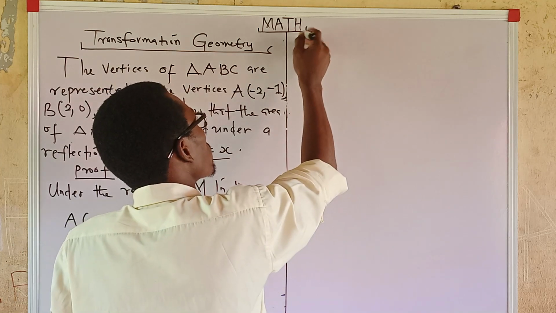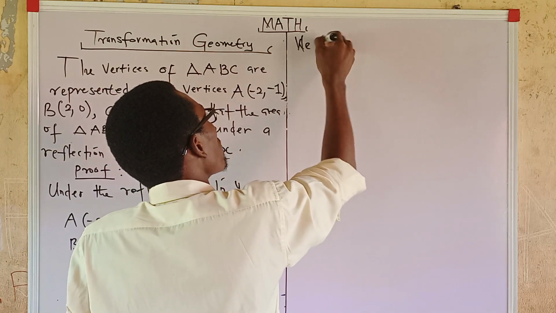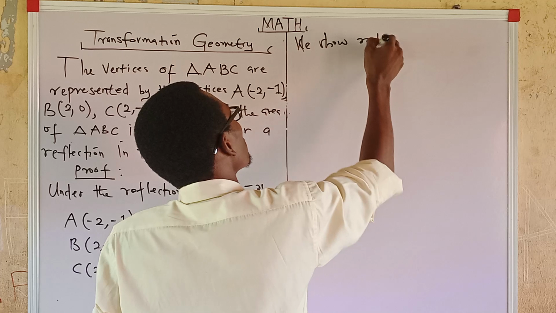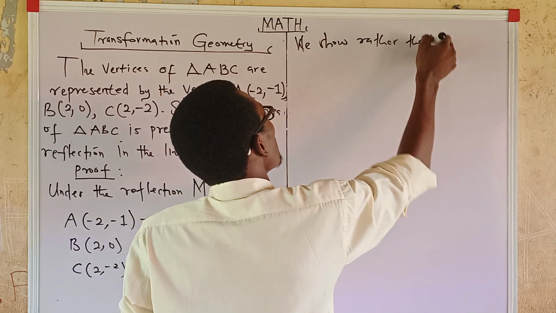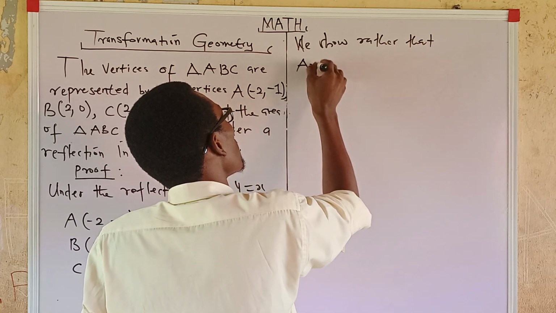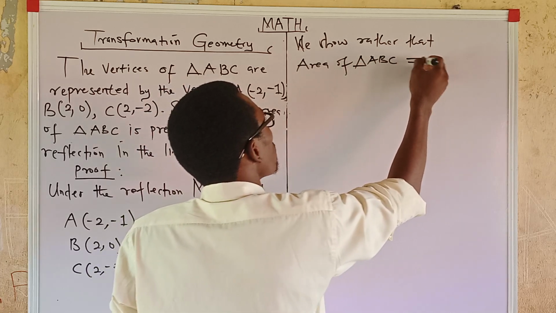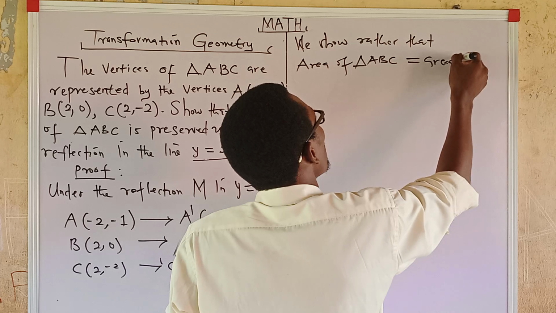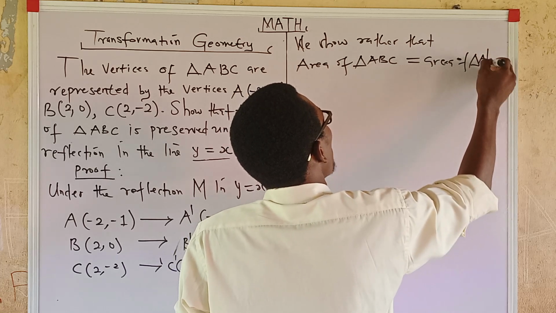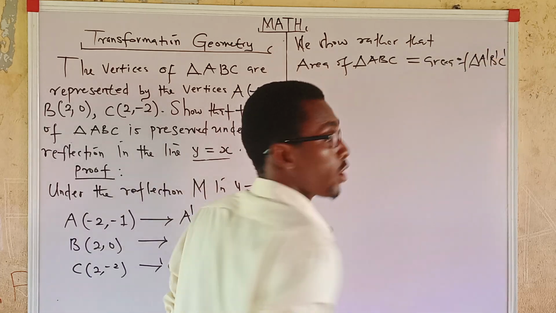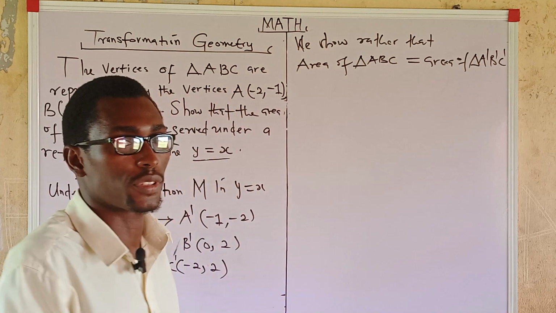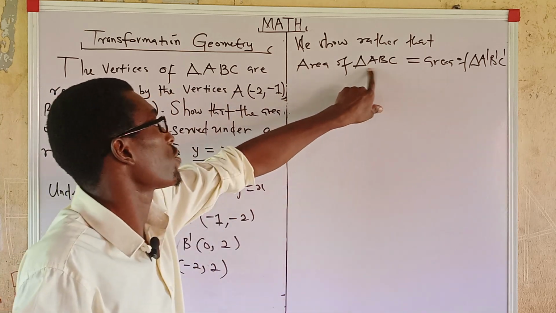We have to show that the area of triangle ABC is equal to the area of triangle A prime, B prime, C prime. Very logical, all right? So that this area is preserved. Now, how do we get the area of triangle ABC?